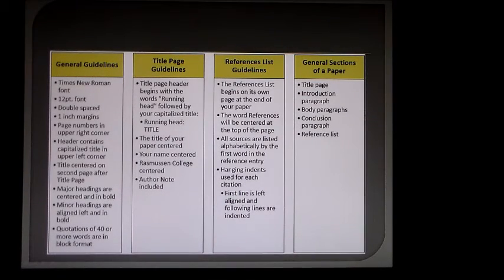Now, the general guidelines are, here we go: Times New Roman font, 12-point font, double spaced, 1-inch margins, page numbers in the upper right corner. Header contains capitalized title in the upper left-hand corner. Title centered on second page after the title page. It's usually not centered now. It's on the left-hand side. Major headings are centered or in bold. That's your subtitles. Quotations of 40 or more words are in block format, which means you need to put your quotations in a block and italicize that.